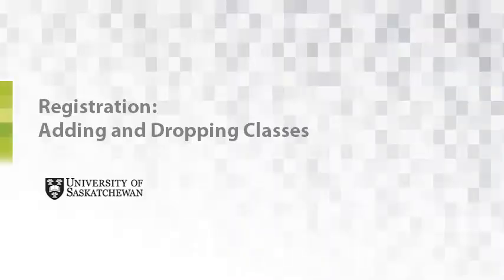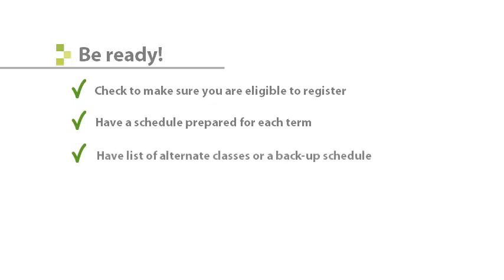When your registration access date arrives, you should be ready to register for classes. At this point, you should already have checked to make sure you are eligible to register, and you should already have prepared your schedule for each of the terms you plan to register for, as well as a list of alternate classes or a backup schedule in case one or more of your first choice classes is already full.